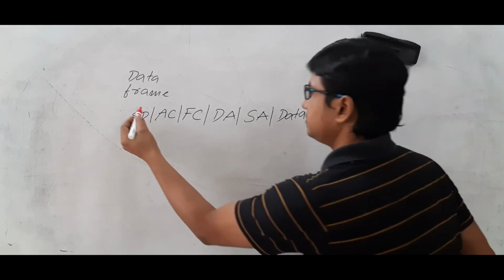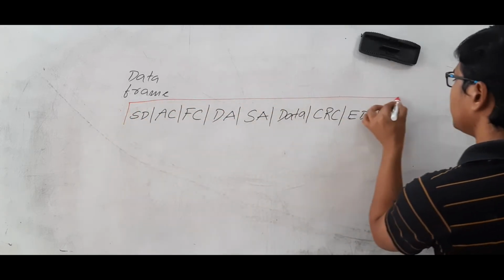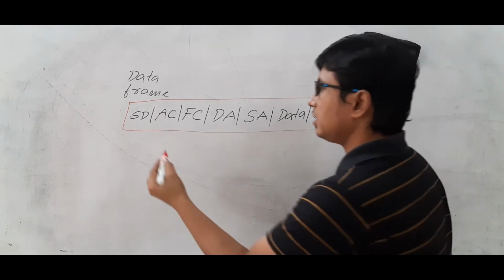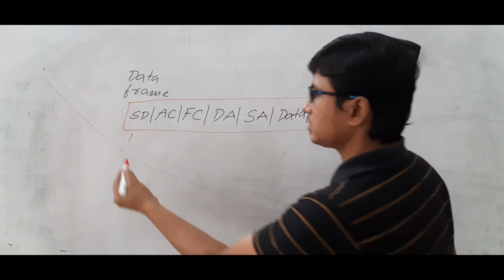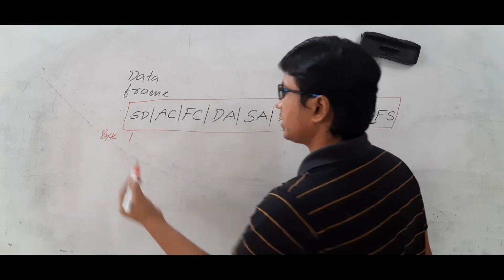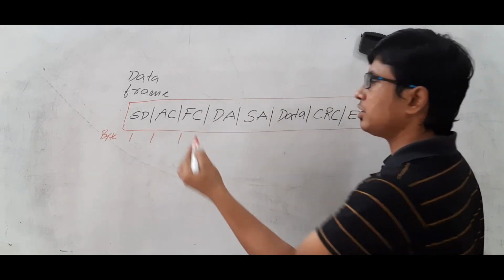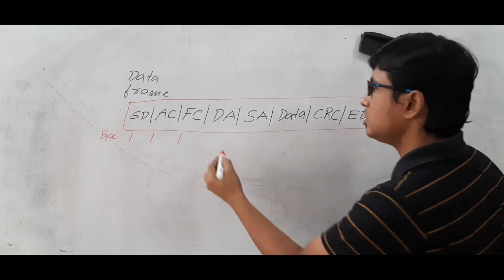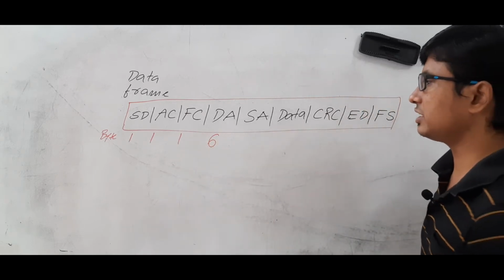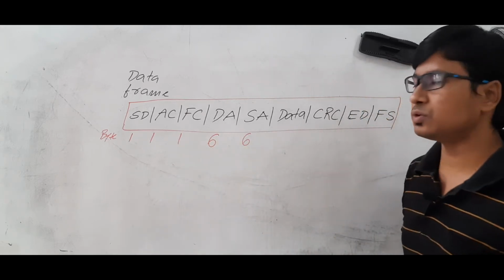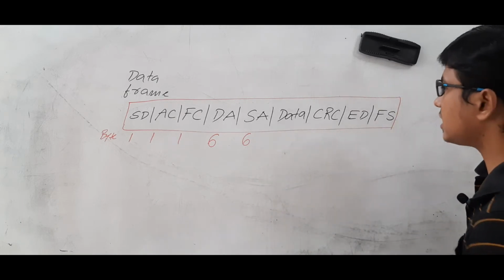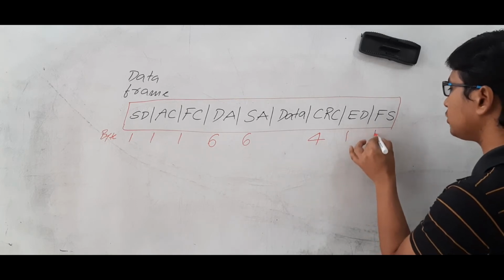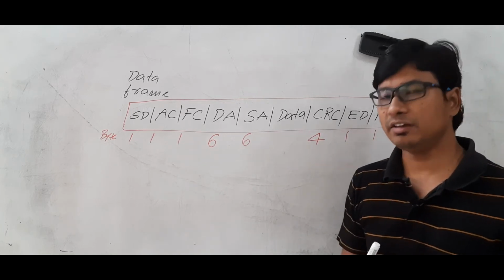Okay, now you can ask me what is the size of each one. The size of the start delimiter is 1 byte, so everything is in terms of bytes. Access control is also 1 byte, frame control is also 1 byte, destination MAC address, which is a 48-bit MAC address, so it will be 6 bytes for the destination MAC address, 6 bytes for the source MAC address. You can have variable size data, you have 4 bytes for the CRC, and again 1 byte for the end delimiter and frame status.